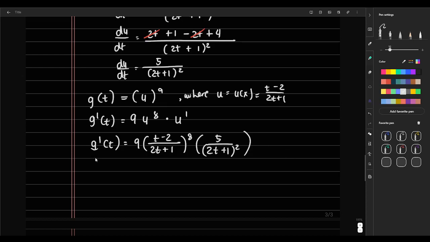For further simplification, you could multiply 9 and 5. That gives us 45. And the denominator of this one could be combined with the first term. So that gives us t minus 2 raised to the 8th power all over the quantity 2t plus 1 raised to the 10th power. Okay, that is much simpler. That will be your final answer.